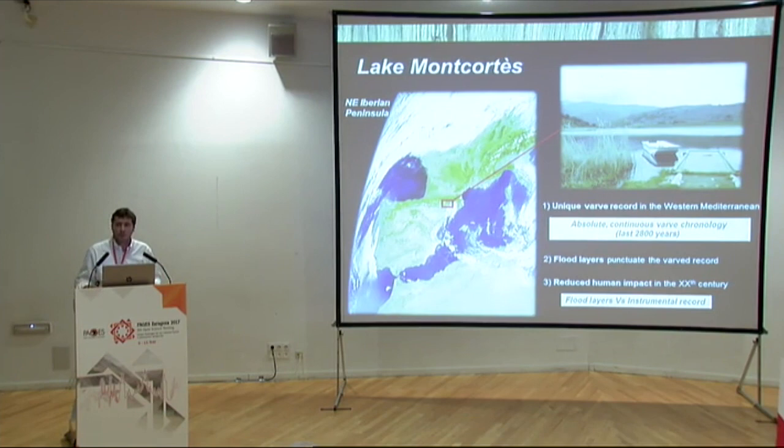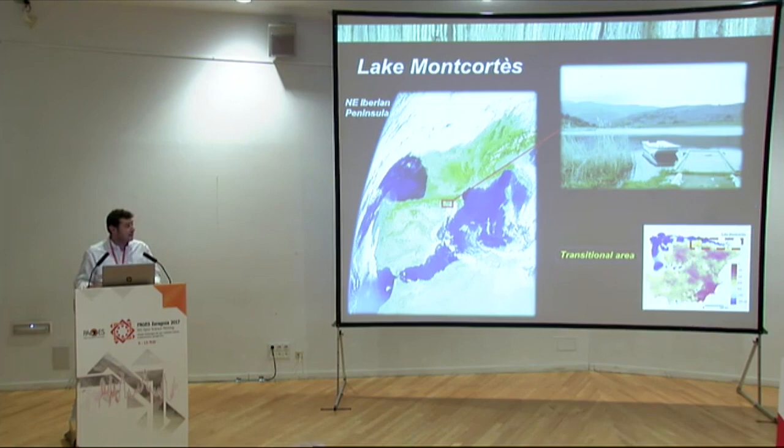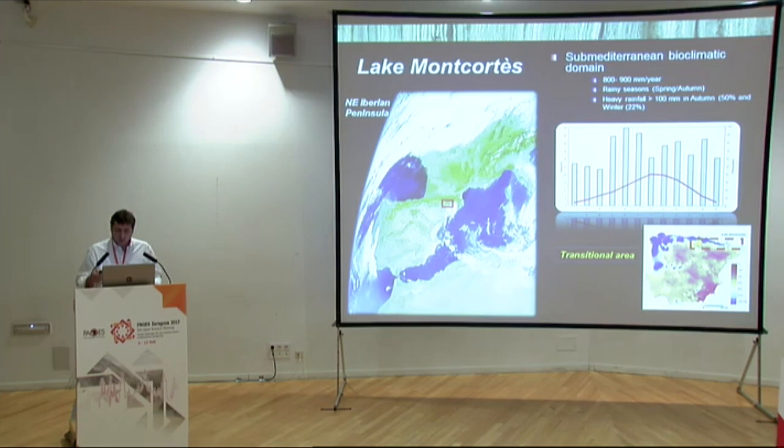On top of that, this lake is located in a transitional area with a strong precipitation gradient, as we can see in this climatic map of the Iberian Peninsula. And it's very sensitive to changes in atmospheric circulation modes coming from either the Atlantic or the Mediterranean. In the area, the mean precipitation is around 800 millimeters. There are two rainy seasons, in spring and autumn, although the extreme events, the heavy rainfalls, occur mostly during the cold season, in particular in autumn.